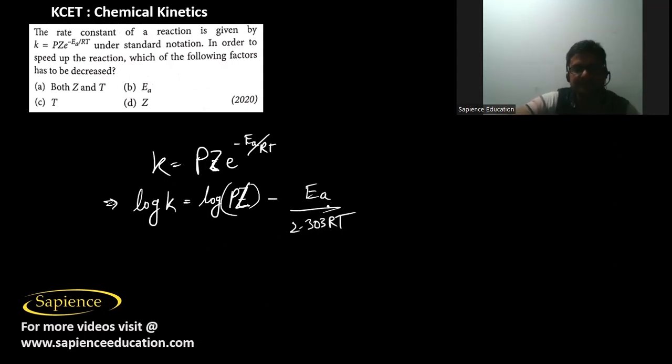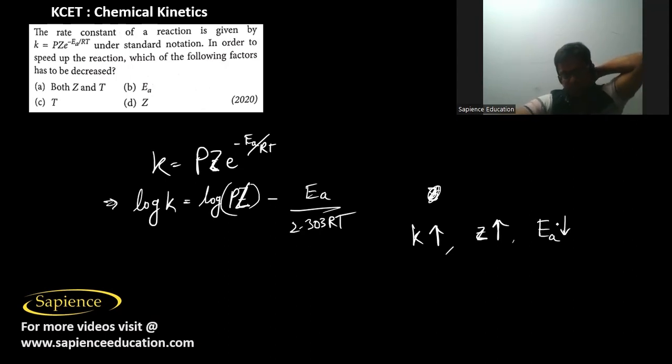Now here, in order to speed up the reaction, the rate constant should be increased. So it means that we have to increase the value of Z, and we can decrease the value of Ea, the activation energy.